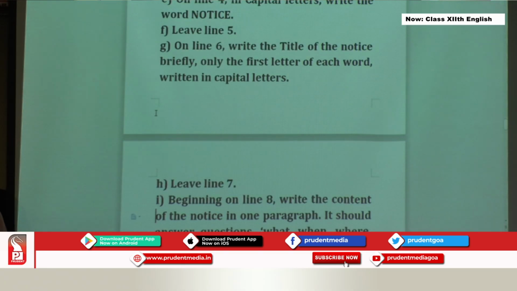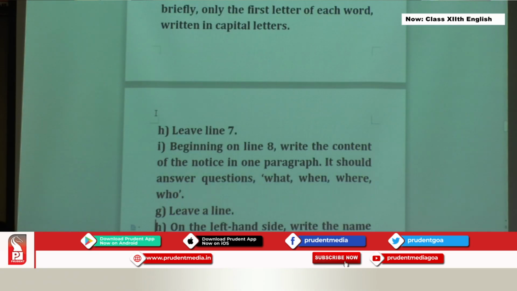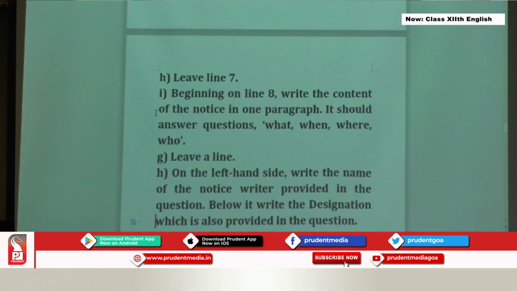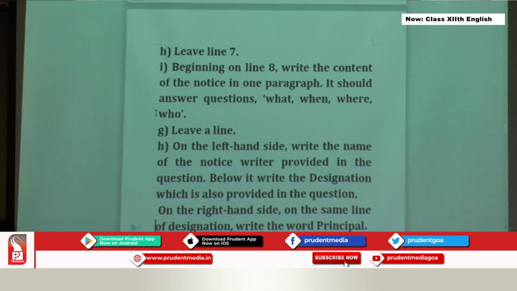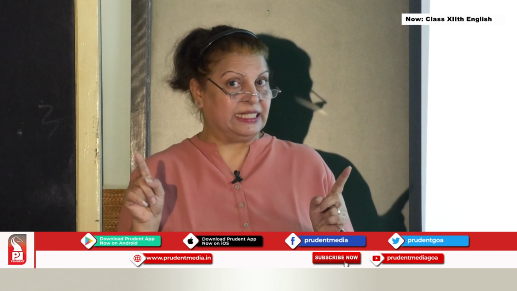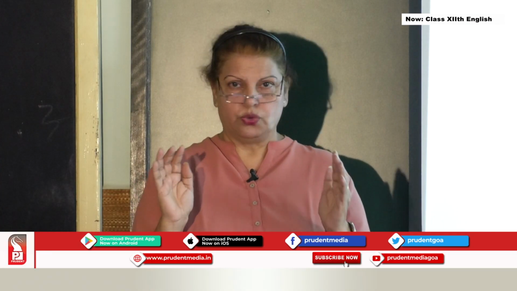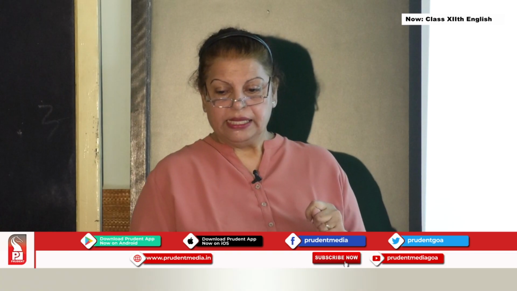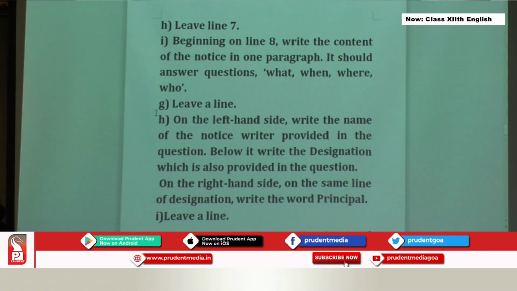On line 6, you can count the lines, write the title of the notice briefly. Only the first letter of each word must be written in capital letters. Again, leave a line. Now, beginning on line 8, write the content of the notice in one paragraph. Remember, you have a word limit, 30 to 40 words, so you have to be within that. Your notice should answer questions what, when, where, and who.